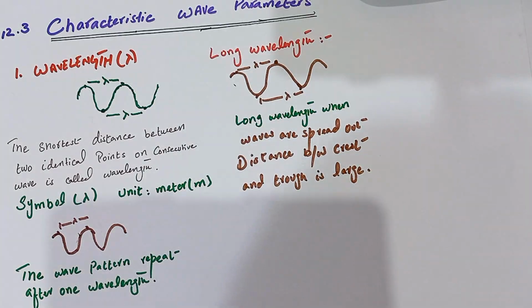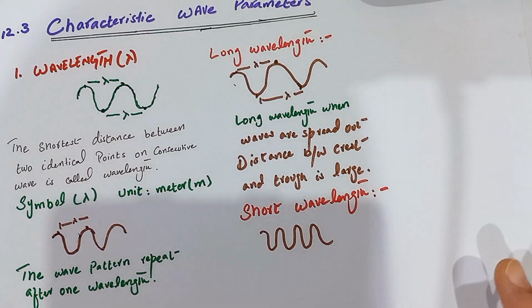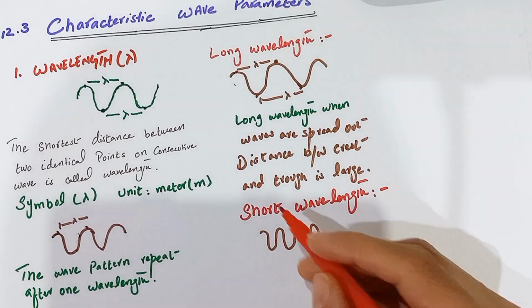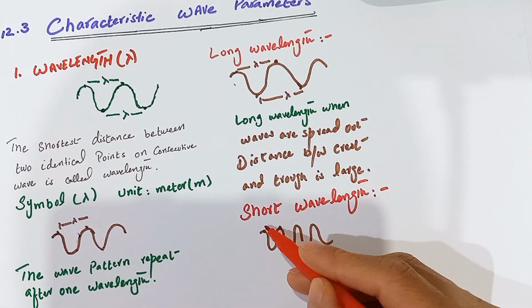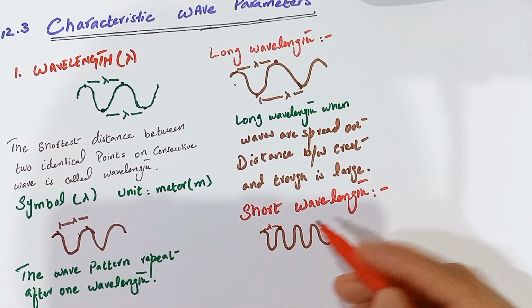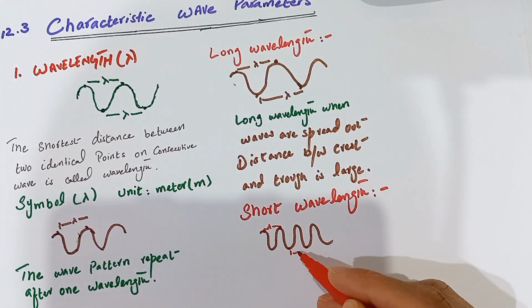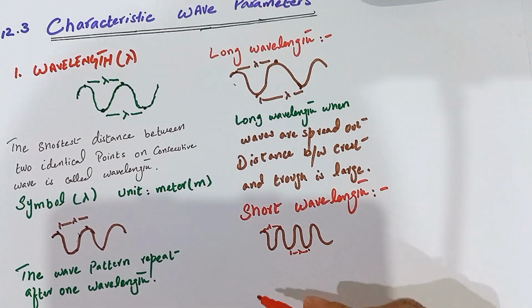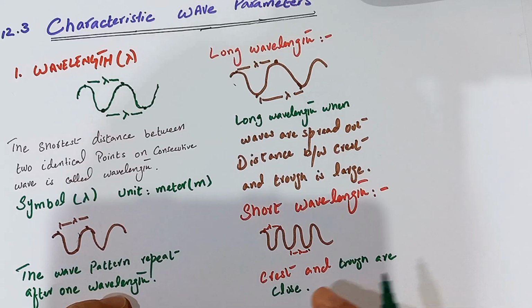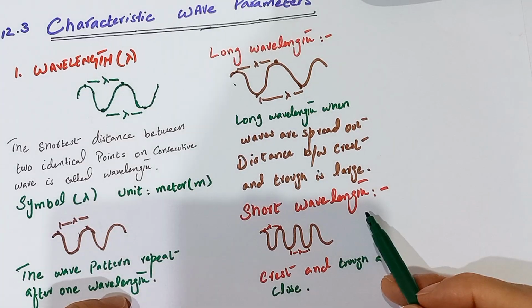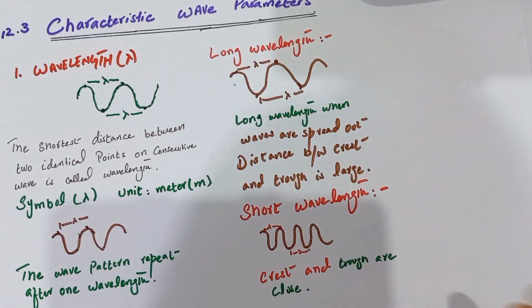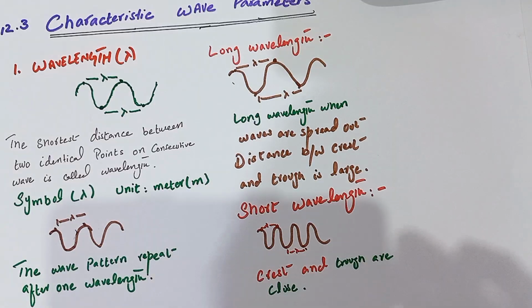Now we discuss the short wavelength. What is the short wavelength? If the distance between two same points of the wave is short, smaller, that represents the shorter wavelength of the wave. When the crest and trough are too close, they represent the short wavelength. Hope you understand the concept of the wavelength, long wavelength and short wavelength.